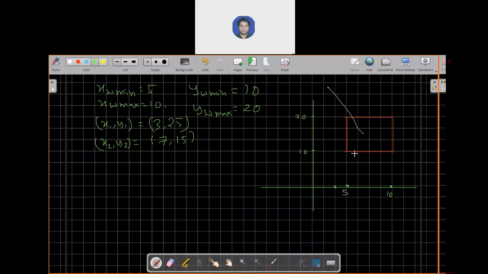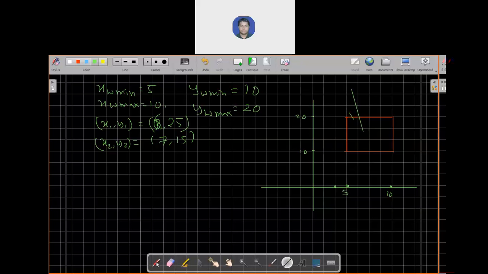Okay, let's change the position, it will be easier. Not 3, just consider 6. Just consider 6, it will be easier. So 6, 25 to 7, 15. This is your line.